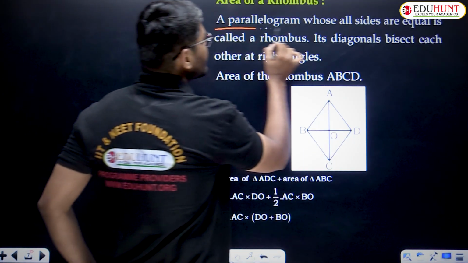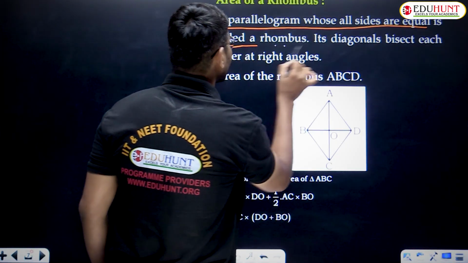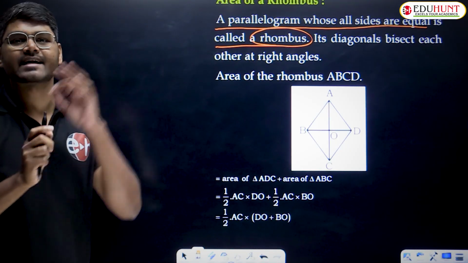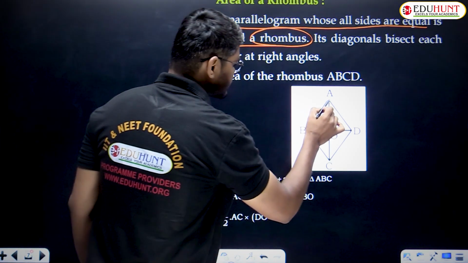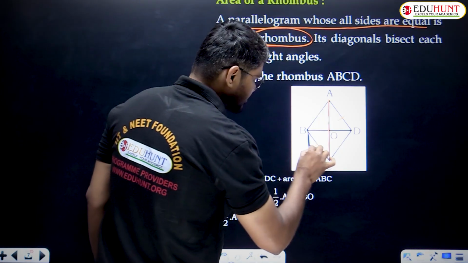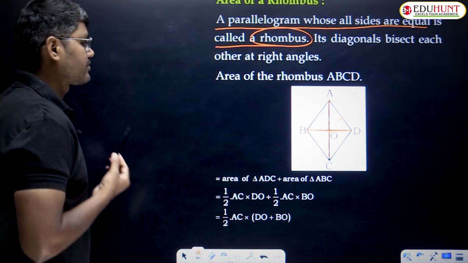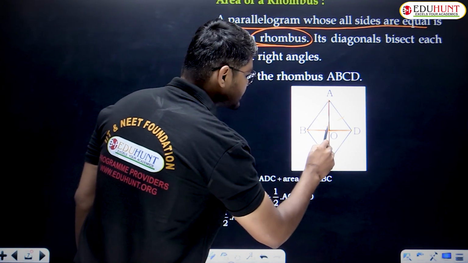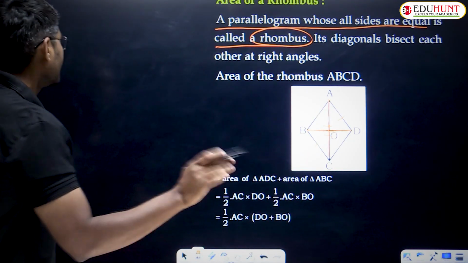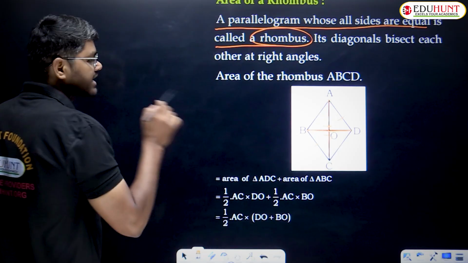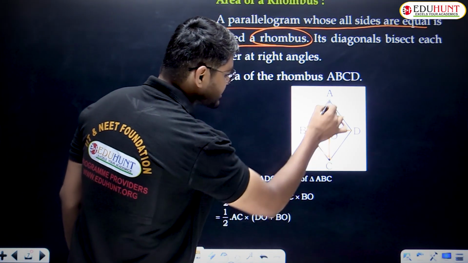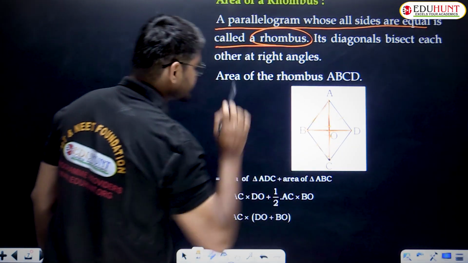Let's see the definition first. A parallelogram whose all sides are equal is called rhombus, and its diagonals bisect each other at right angles. This is a rhombus. All these four sides are equal and diagonals bisect each other at right angles. That means here it is 90 degrees, here it is 90 degrees, here it is 90 degrees, and here it is 90 degrees. Now let's see, I can find the area of this rhombus by taking areas of two triangles, that is ABC and ADC.